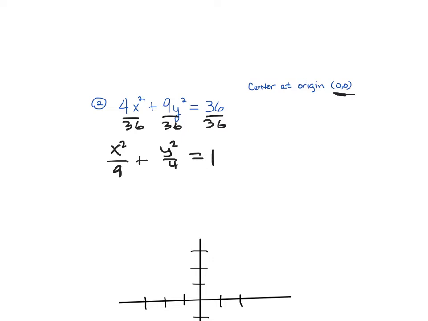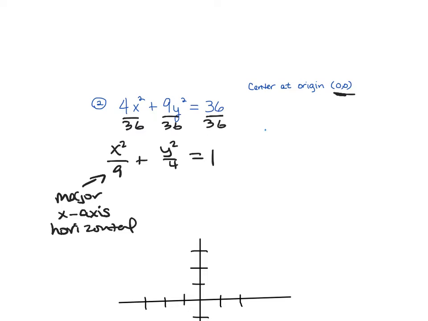So this time I can see that my major axis, my bigger number here, is under the x squared. So my major axis is the x-axis because my bigger number's under the x squared. So this is going to be a horizontal ellipse. So now I need to find my vertices and my co-vertices.